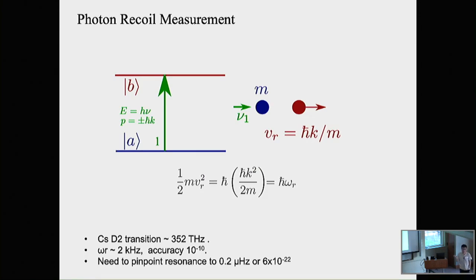So that's already beyond the current most advanced optical clock. And that's why we need an atom interferometer to measure this recoil frequency.